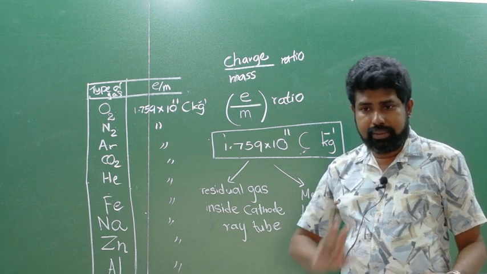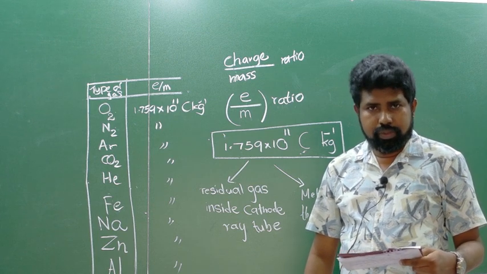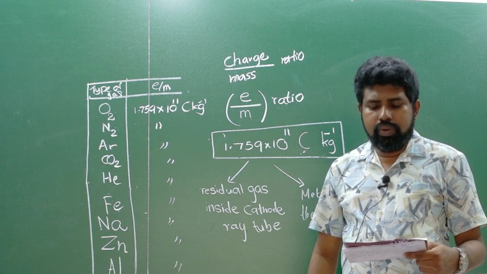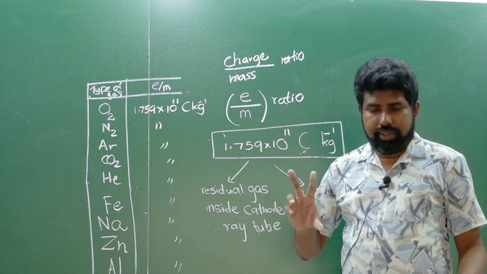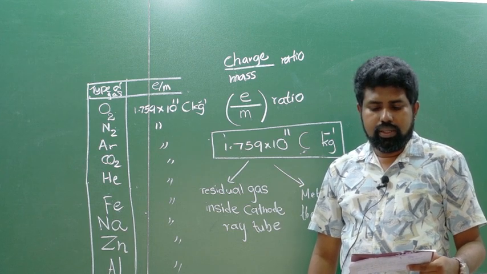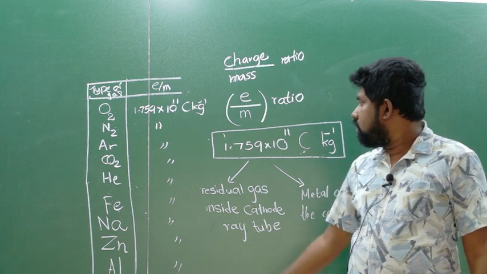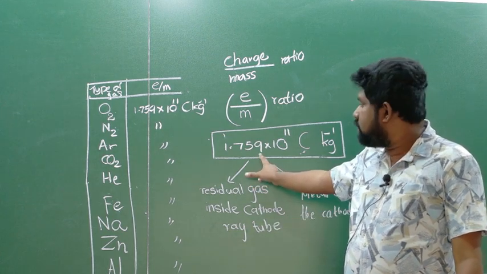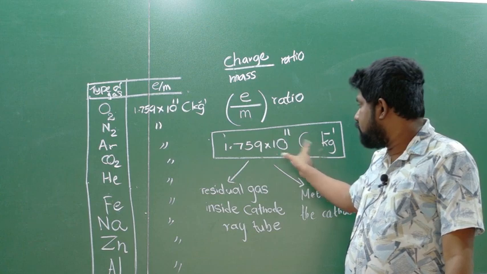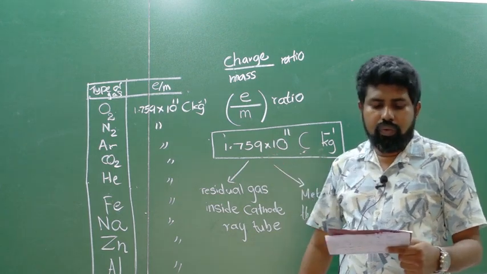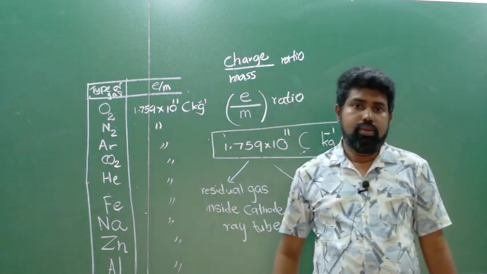Thomson found that the e over m ratio is a constant. Write down the value in brackets. Constant means this is the value, 1.759 times 10 to the power 11 coulombs per kilogram. Within brackets write the value: constant, this value, for all cases.